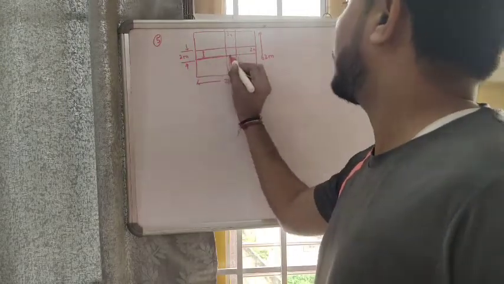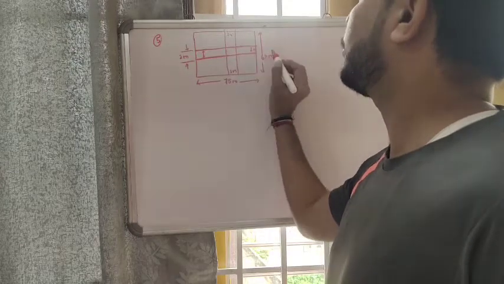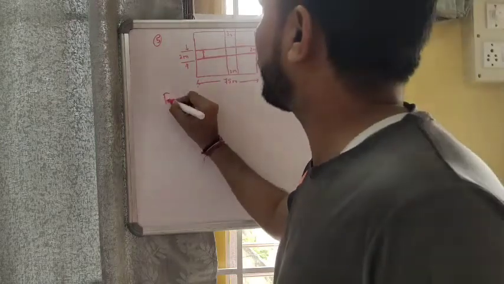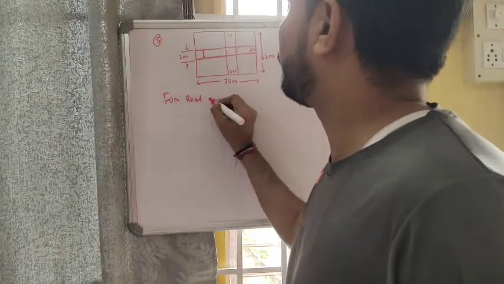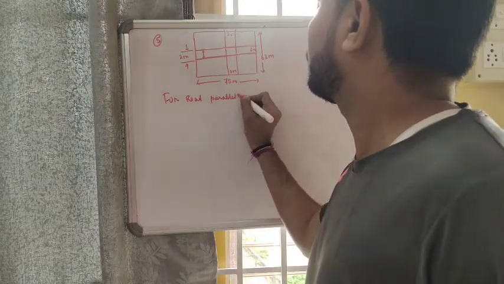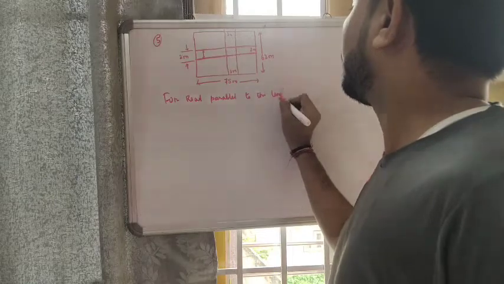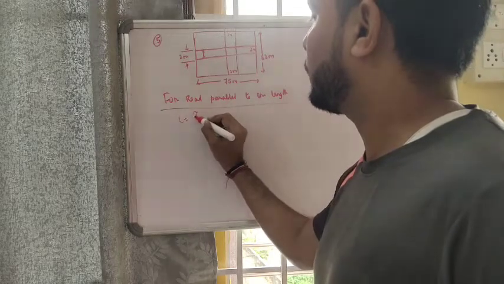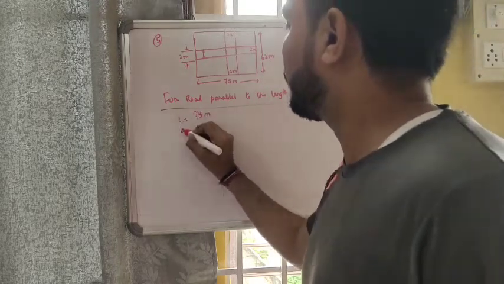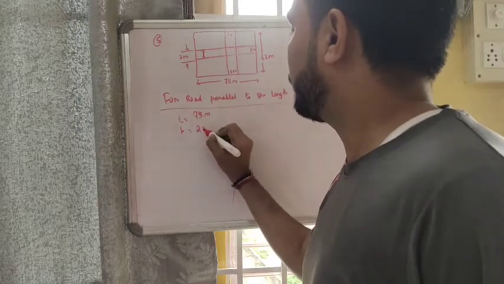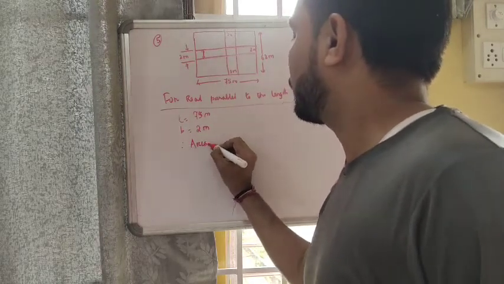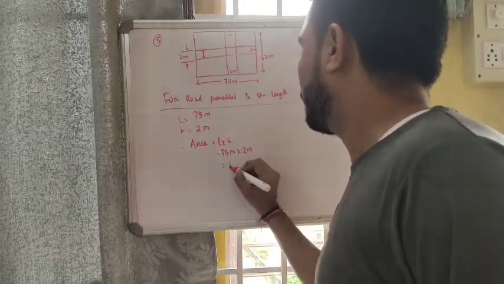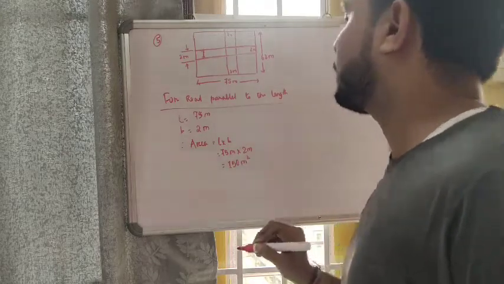So to find the area of the roads, you will first find the area of this road which is parallel to the length. This is the length of the field and this road is parallel to the length. So you will write like this: for road parallel to the length, its length will be this one, so length will be 75 meter, and breadth will be this only. So breadth is 2 meter. Therefore, area will be equal to length into breadth, that is 75 meter into 2 meter. 75 into 2 is 150 meters square.